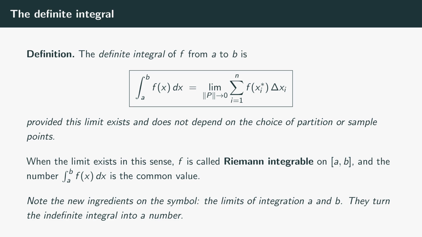Notice the notation. Same elongated s that Leibniz gave us in the indefinite case, same dx at the end. The new ingredients are the two little numbers a and b, written on the bottom and top of the integral sign. They are the limits of integration, and they make this object a number rather than a family of functions.